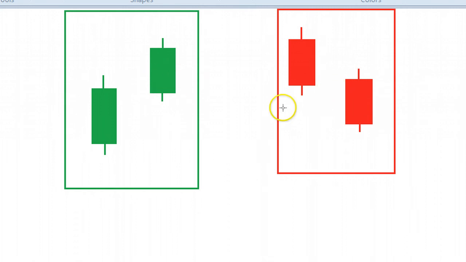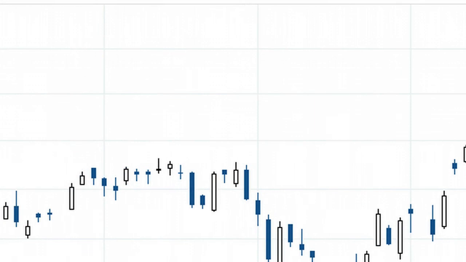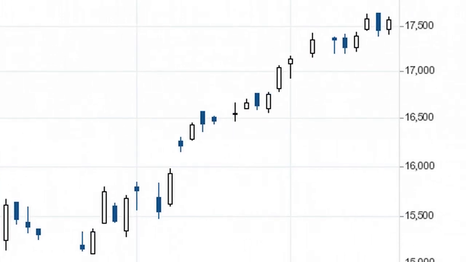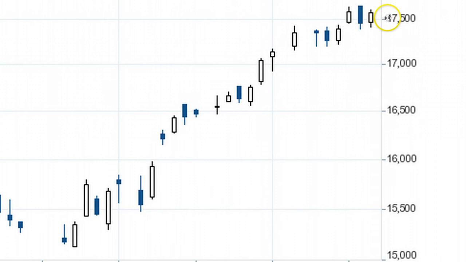So I'm going to try and identify double positive and double negative candlesticks like these which satisfy these criteria, and show you how extremely useful it is. We're going to take the Bank Nifty and Nifty charts. This is the Bank Nifty chart, the daily chart for the last 3 months. On the right side you can see that it's scaled from 15,000 to 17,500.